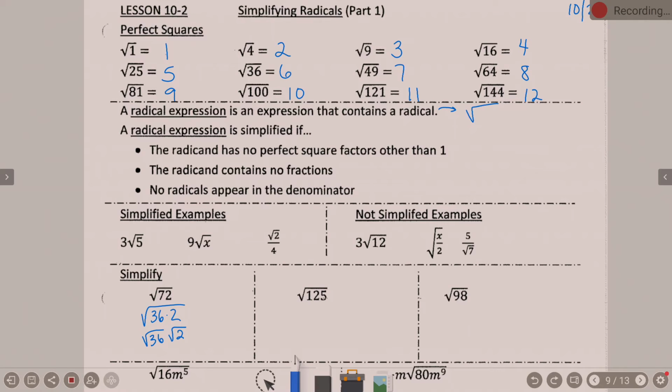So the square root of 36 is 6. Square root of 2 stays square root of 2. So the simplified version of this radical is 6 square root of 2.